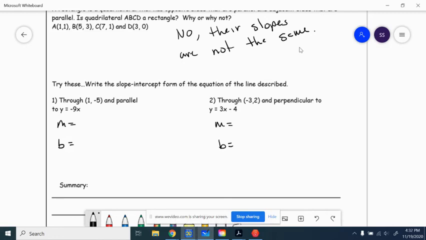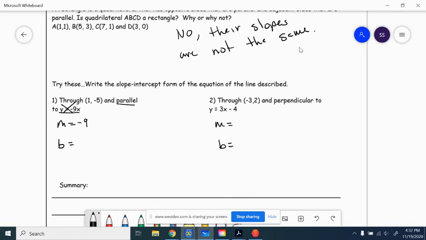Let's see. So number one, we need to write the equation of a line that passes through the point (1, -5) and is parallel to the line y equals -9x. All we're doing with this line is pulling out the knowledge that the m value is the slope, which is -9, and if the line we need to write is parallel, we're going to use the same slope. Now I'm done with this line. That's all I use it for.